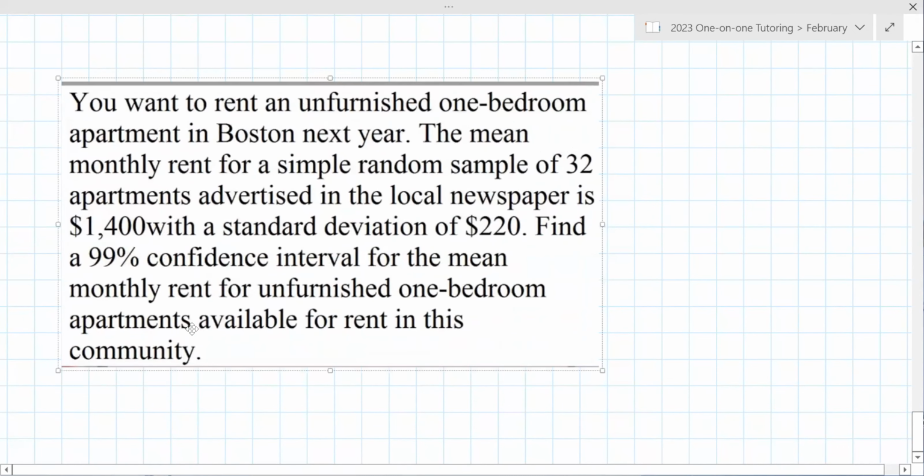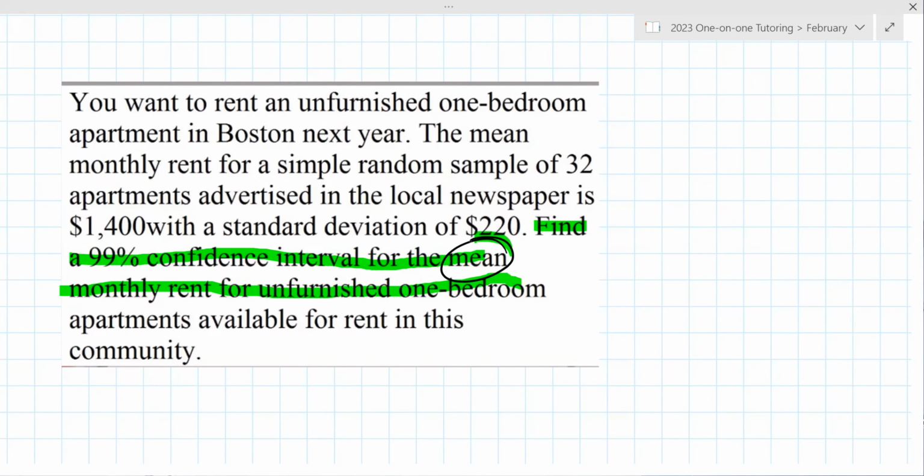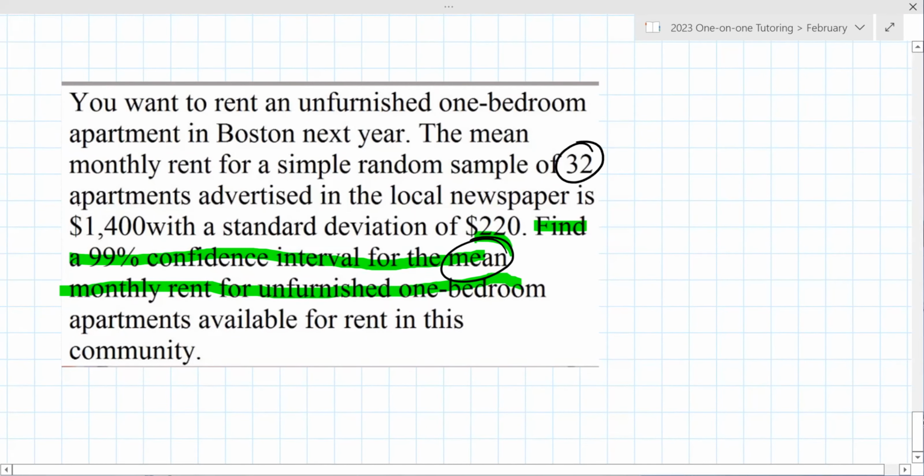Okay, you want to rent an unfurnished one-bedroom apartment in Boston next year. The mean monthly rent for a simple random sample of 32 apartments advertised in the local newspaper is $1,400 with a standard deviation of 220. Find a 99% confidence interval for the mean. So I again want you to tell me what each of these numbers are with respect to the letter, whether it's a sample or a population.